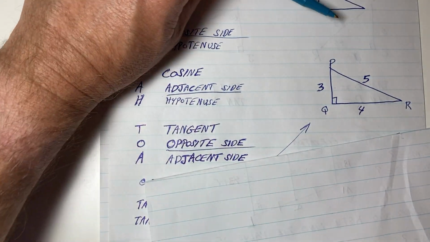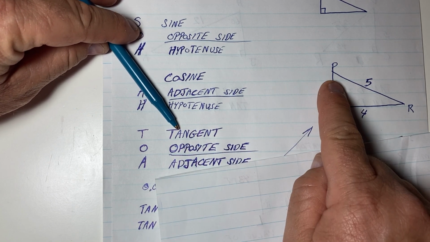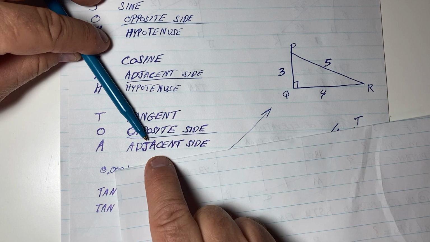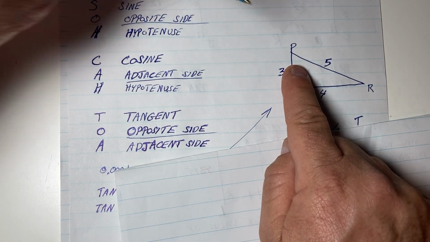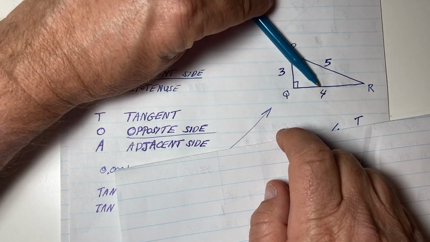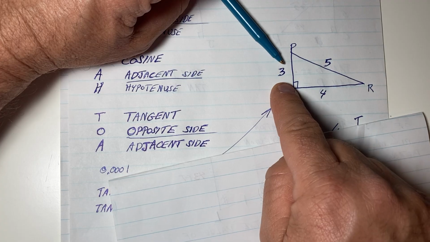If we said tangent of P. Tangent of P is the opposite side divided by the adjacent side. Relative to P, that's the opposite side. Relative to P, that's the adjacent side. So 4 divided by 3.